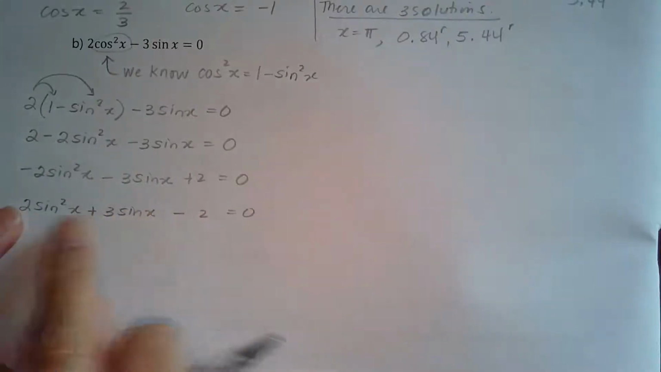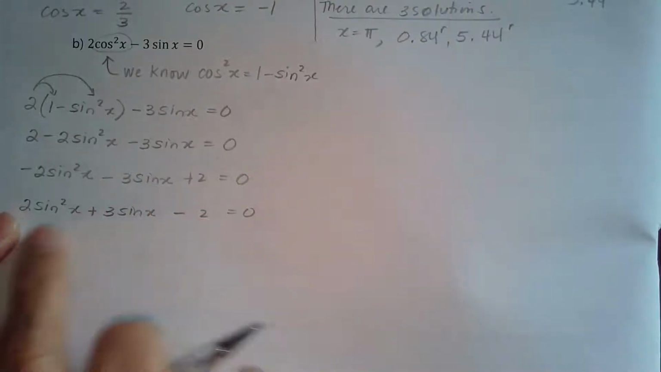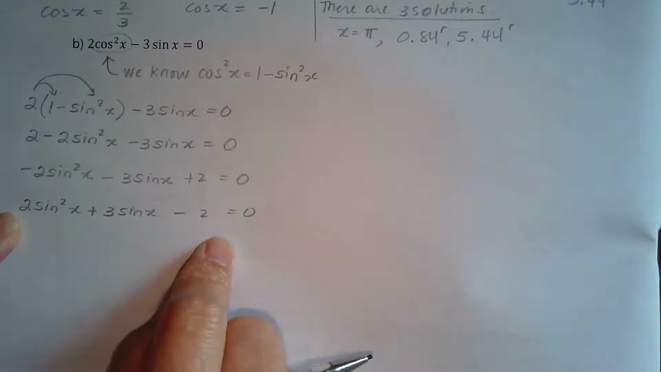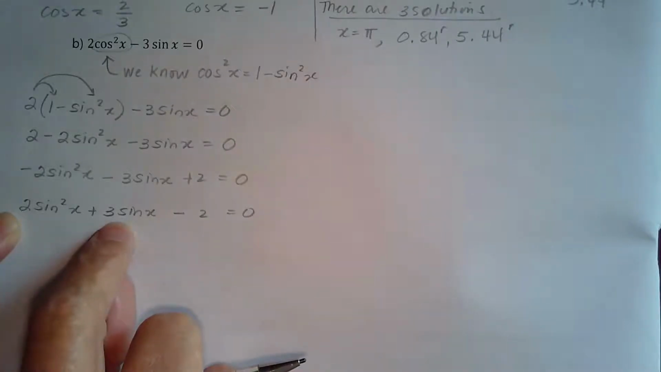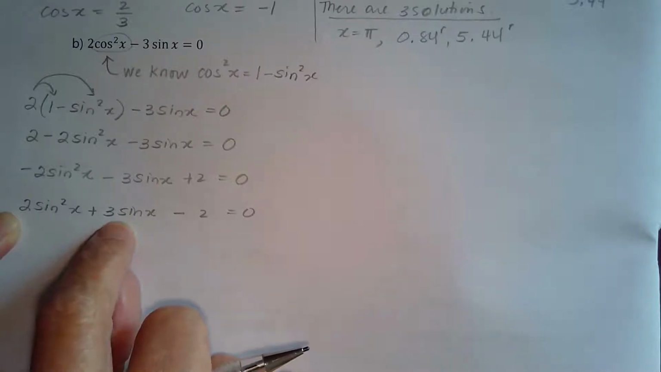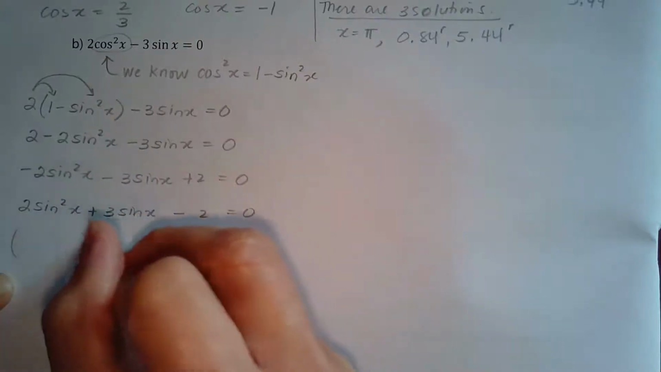Now I can see here we got a trinomial. Let's see if this is even factorable. 2 times -2, that's going to give us a -4, and then any factor of -4 that results in a +3. Yeah, we can have a +4 times -1. So yes, it is factorable.